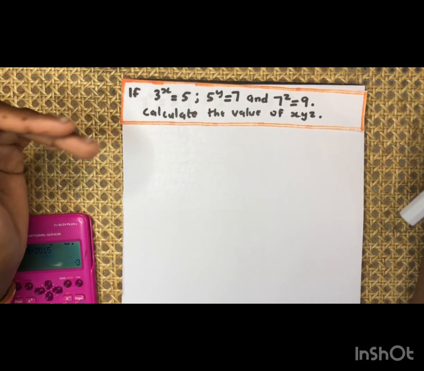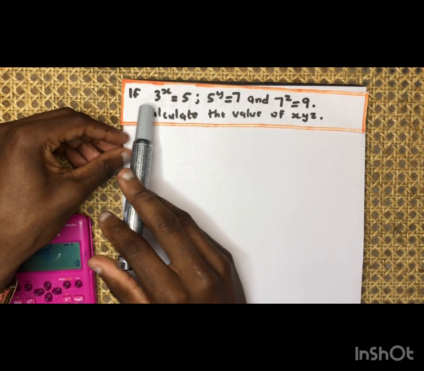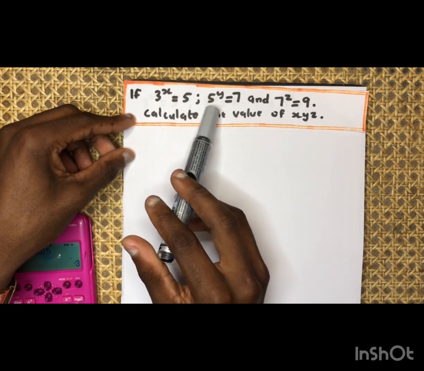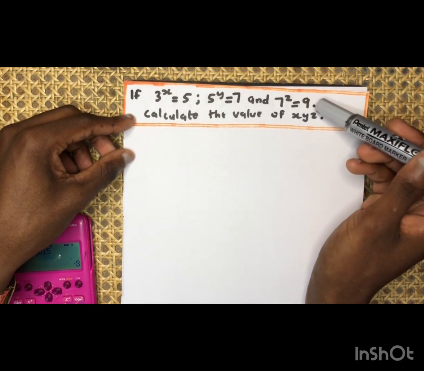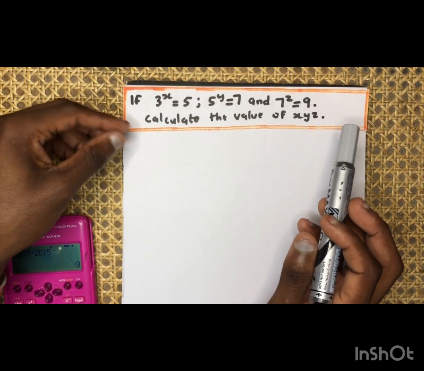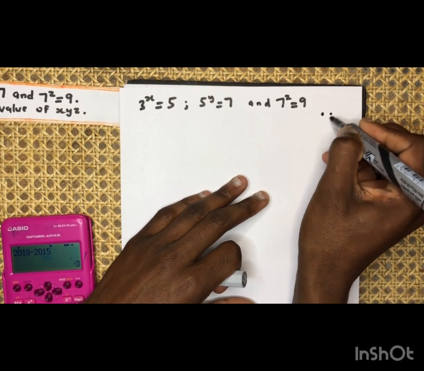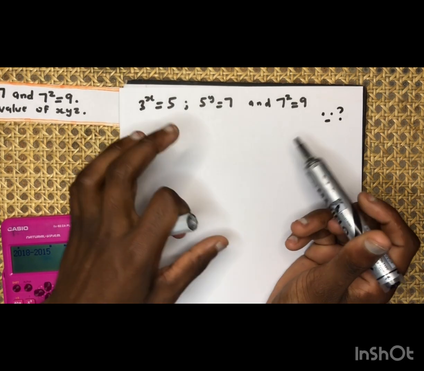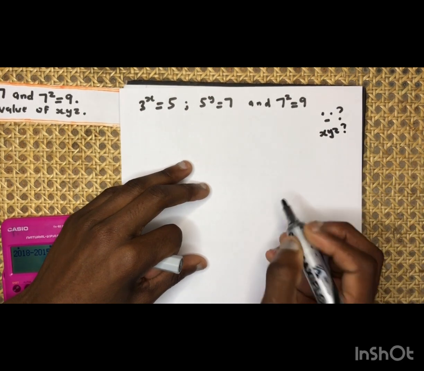They are so interesting. So, the first question here, we are given if 3 to the power x equals 5, 5 to the power y equals 7, and 7 to the power z equals 9. Calculate the value of x, y, z. Right, this is cheap, guys. This is cheap, but maybe you're asking yourself, what must I do in order for me to get x, y, z? Now, listen, guys, we are required to find the value of x, y, z.